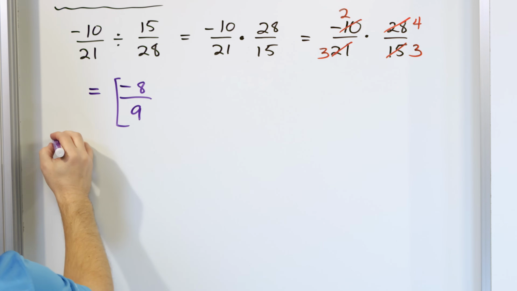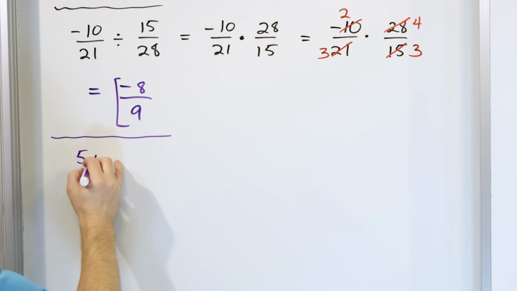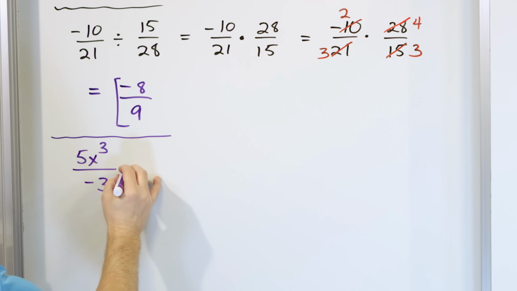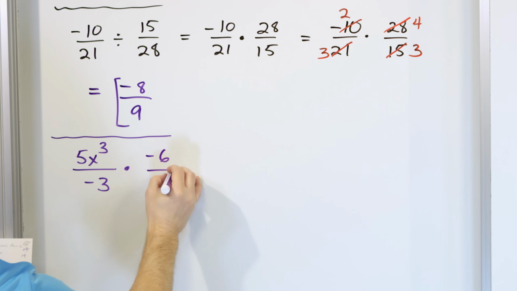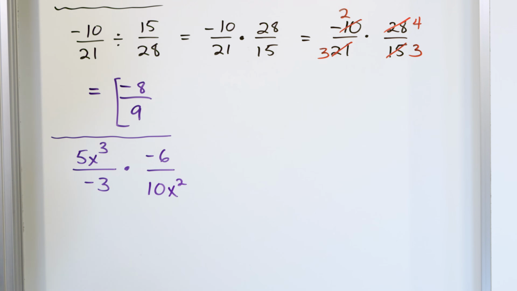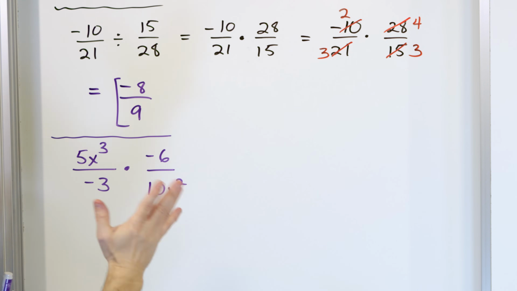Let's take a look at our first real problem in rational expressions. What if we have 5x to the 3rd power over -3, that's going to be multiplied by -6 over 10x squared. Now, again, this is a fraction. It's a fraction times a fraction. Just because it says rational expression, that's just another word for a fraction that has algebraic stuff in it, right?